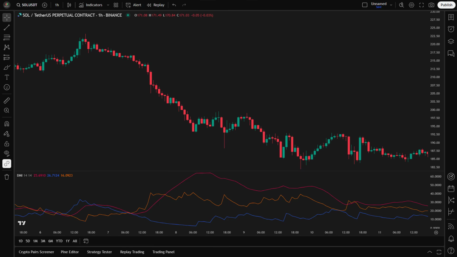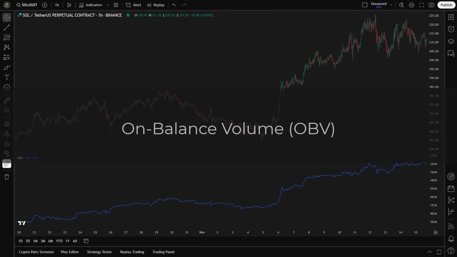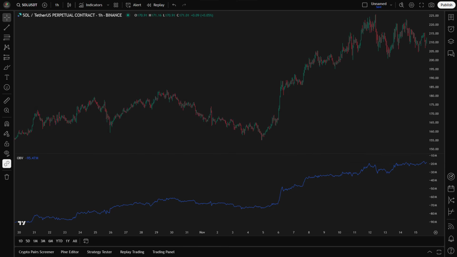But we can't rely on just one indicator, as that could lead to many false signals. So, we add a second indicator to filter the entries more effectively. The second indicator is on-balance volume, OBV. OBV measures buying and selling pressure by using volume flow. In simple terms, it shows whether volume is flowing into or out of an asset.